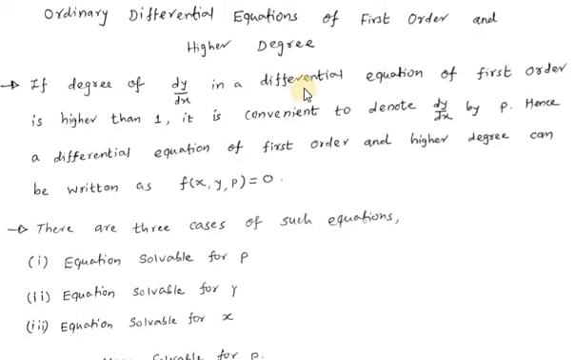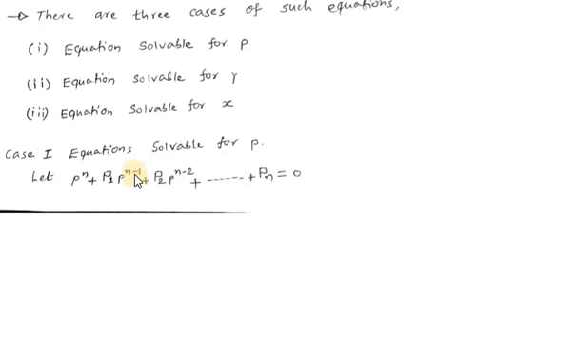If the degree of dy by dx in a differential equation of first order is higher than 1, it is convenient to denote dy by dx by small p. Hence, a differential equation of first order and higher degree can be written as function of x, y, p equals to 0. There are three cases of such equations: equation solvable for p, equation solvable for y, and equation solvable for x. We will see case number 1 first, equation solvable for p.